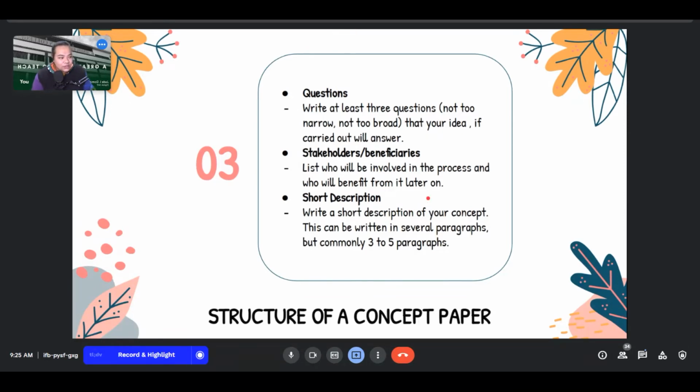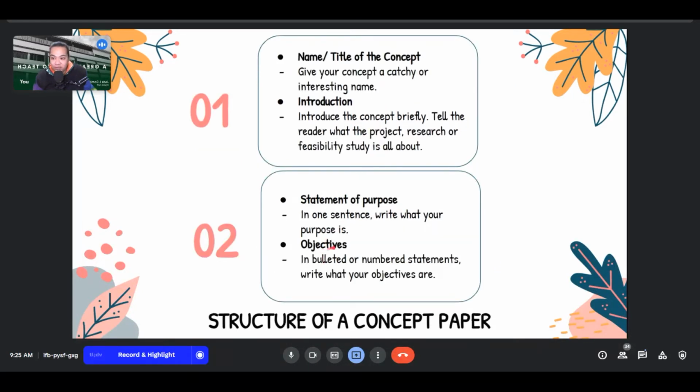Ayan. So, the first thing we have to do for the project description is to write at least 3 questions. Not too narrow, not too broad. That your idea, if carried out, will answer. Okay? So, for example, ito kumbaga, sa full-on research, these are the research questions. Okay? Sometimes, and this is a very common way of writing the questions in a project description, we just rephrase the objectives into question format.